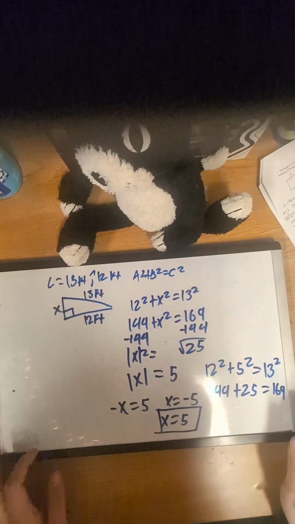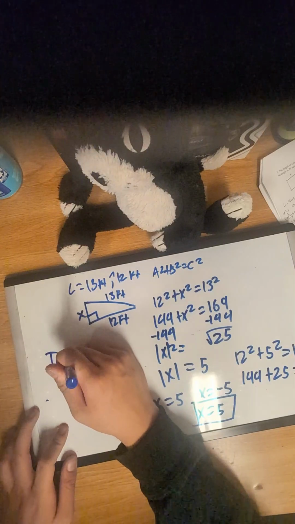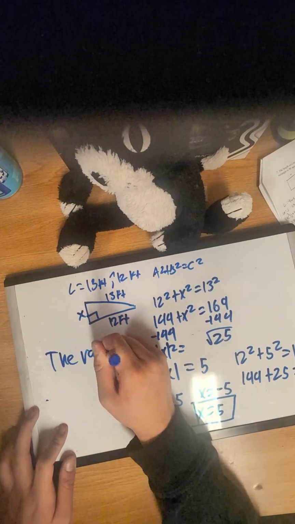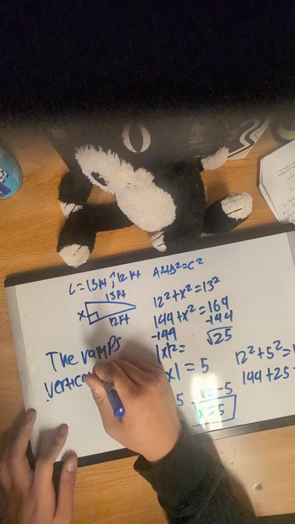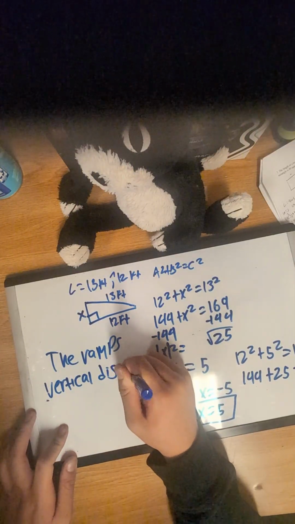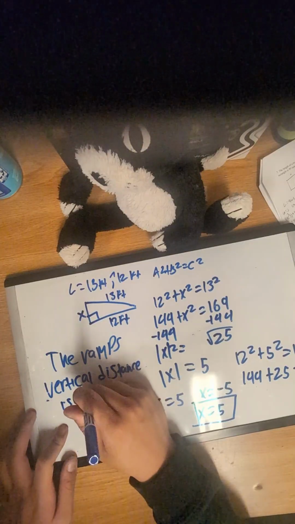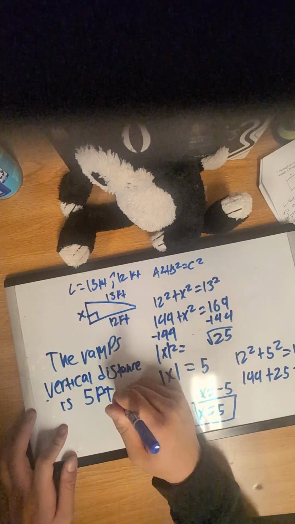So let's go ahead and write out the final answer. The ramp's vertical distance is 5 feet. And that's it.